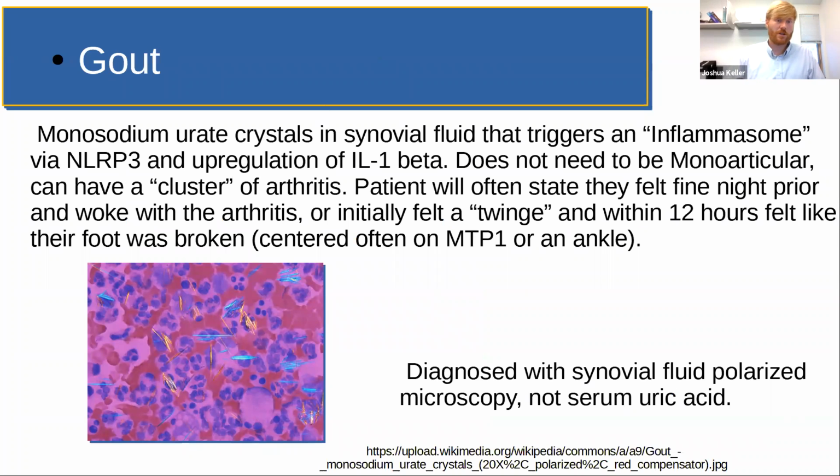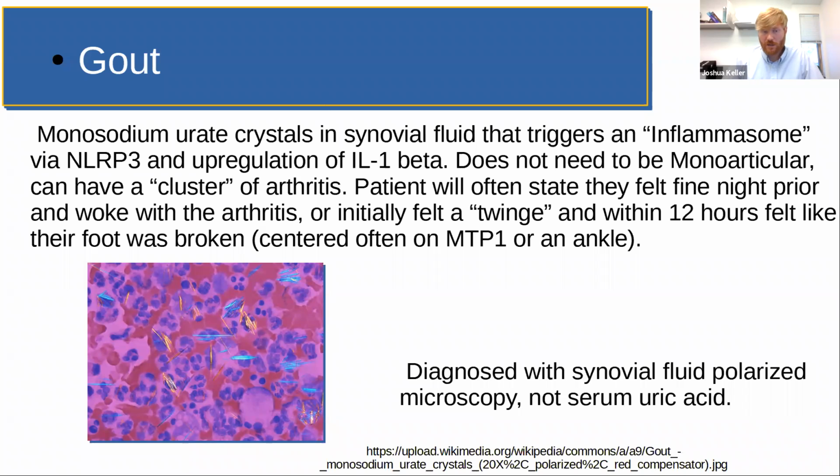So just quickly going to talk about gout. These are the typical monosodium urate crystals on polarized microscopy. Without getting into all the details, these crystals will cause an upregulation of IL-1 beta via an inflammasome and cause a very highly inflammatory process.